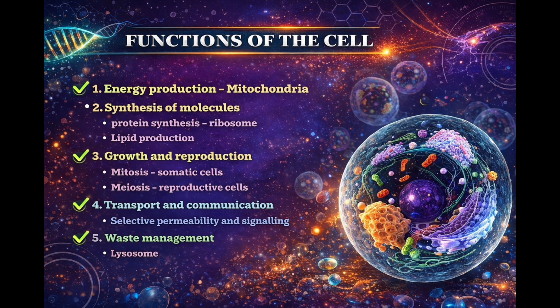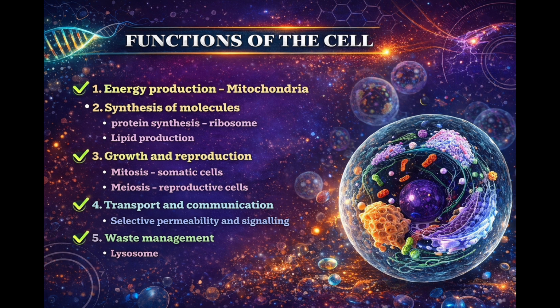Cells have numerous functions to complete their cellular activities. The major 5 functions are given below. The first one is energy production. Cells take nutrients like glucose and oxygen to produce energy with the help of mitochondria. The energy is stored in a molecule called ATP. ATP stands for adenosine triphosphate. ATP is the currency for all cellular work.